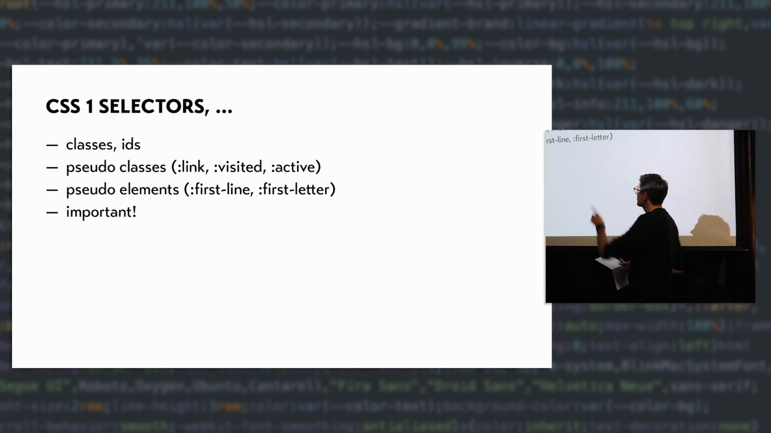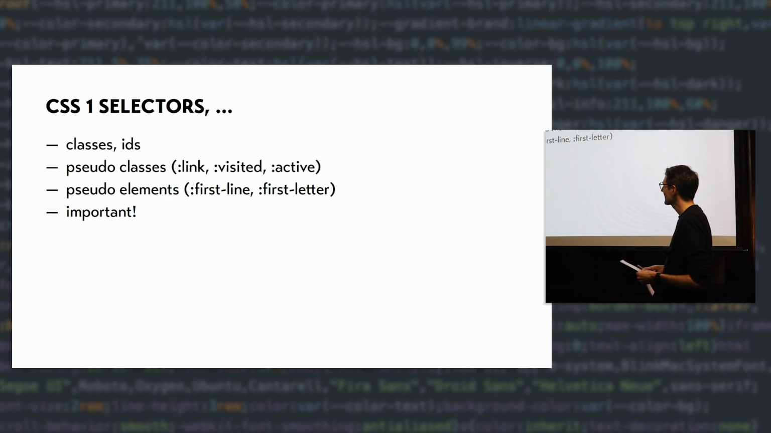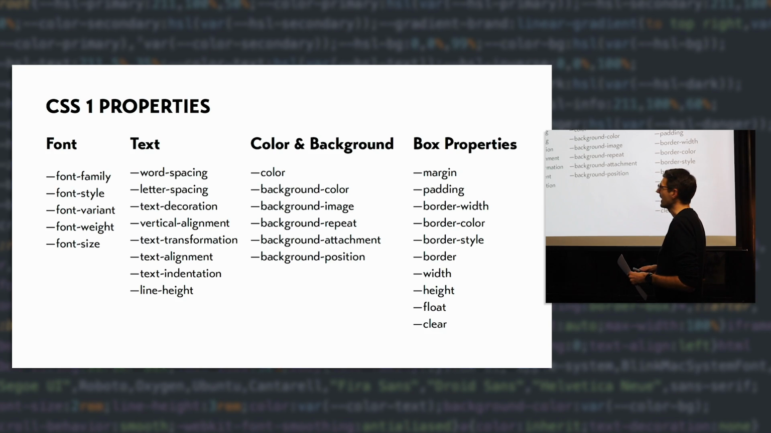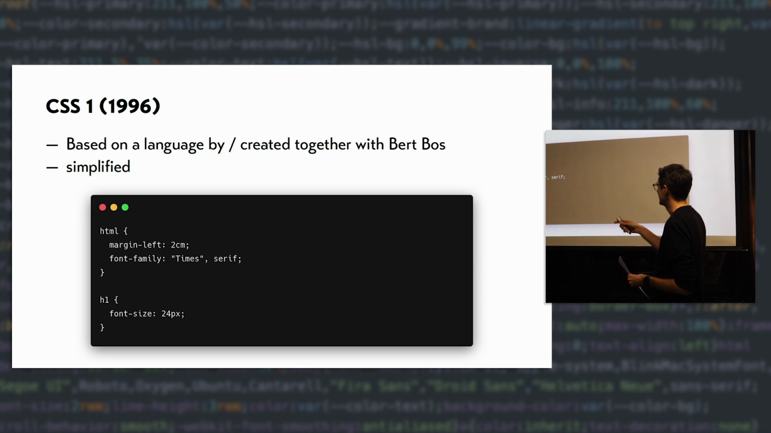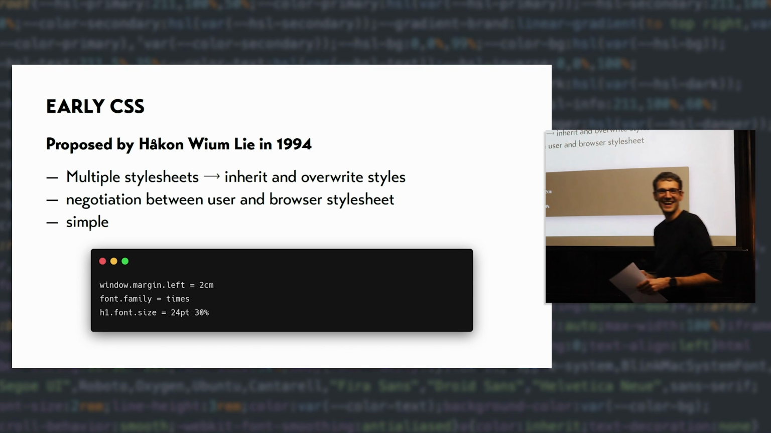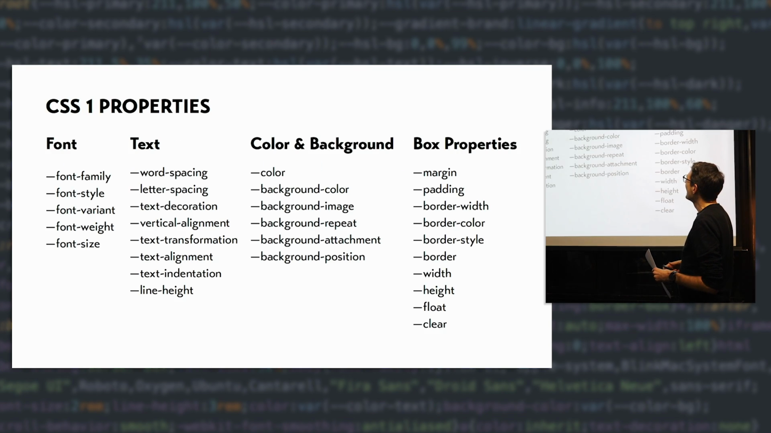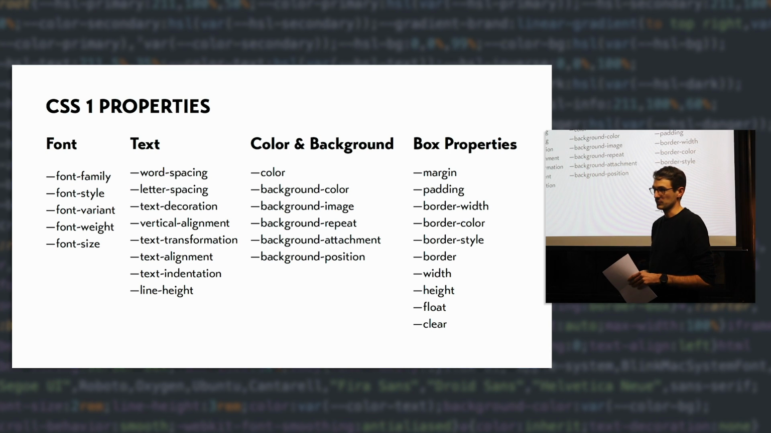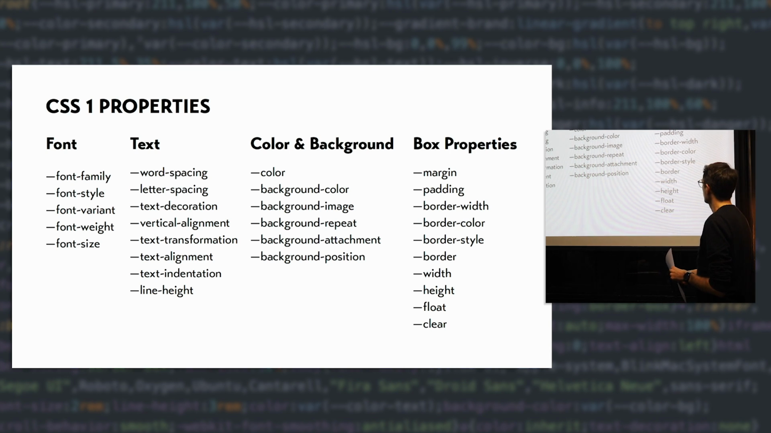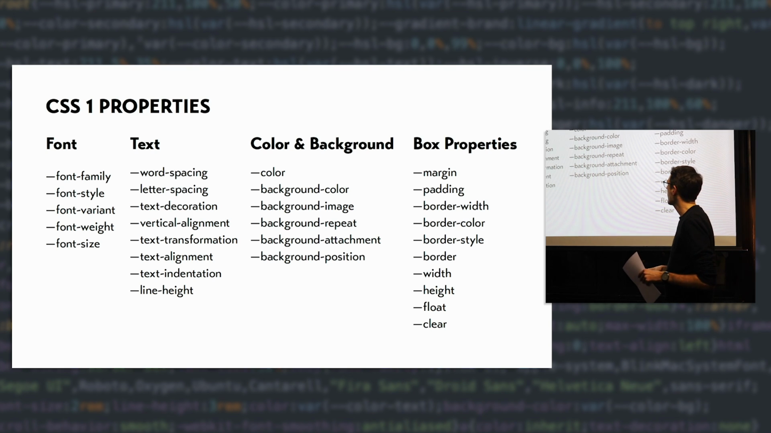I didn't know that there was a first line pseudo element. I tried it out, it works. And already in the beginning there was the important rule. I guess they learned from just 0 and 100%. These are the properties which were available already in CSS1. So quite a lot, and I don't know how many % of the CSS I usually write are already covered with CSS1.